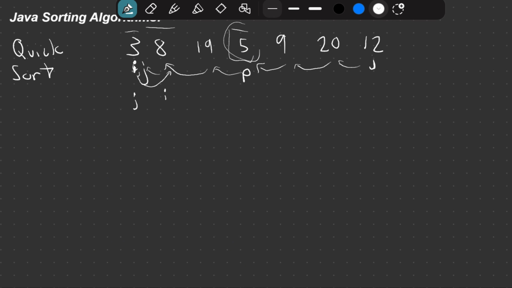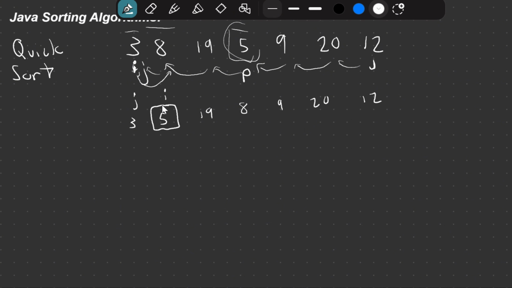Okay, so now that we have the new places of J, I, and P, what we need to do is swap this pivot value with the I value to make it in order. And essentially each step of this algorithm, you're locking in the position of the pivot. So in this case, after we perform a swap, the array will look like this. And the value that's locked in is 5.